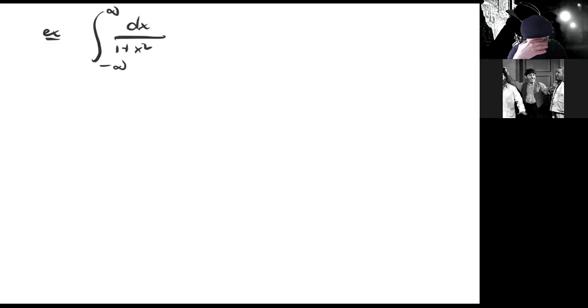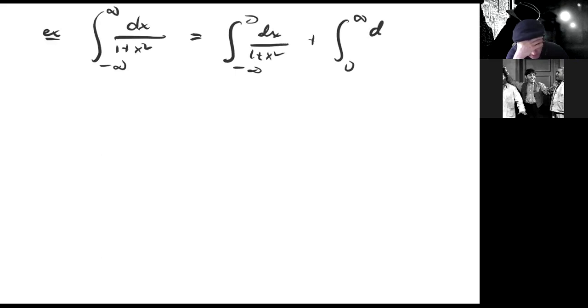Okay, this can be written, if we want to, by choosing a value a. A will be 0 in this case. So it's going to be the same thing as the integral from minus infinity to 0 of dx over 1 plus x squared, plus the integral from 0 to infinity of dx over 1 plus x squared.